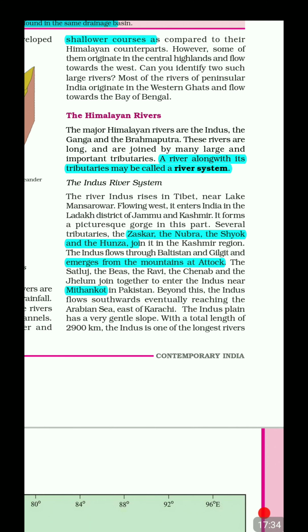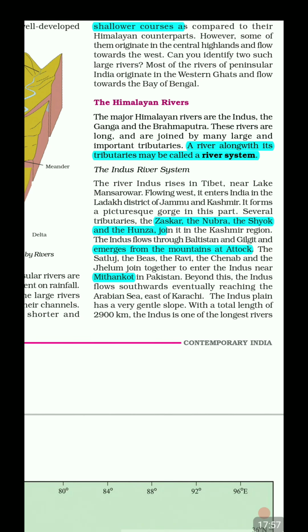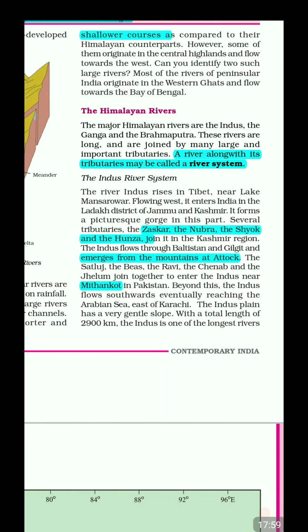So Attock is a plain currently in Pakistan. It is normally said that from Attock to Cuttack, India was there once upon a time, right? And it should have been the original India anyhow. The Satluj, Beas, Ravi, Chenab and Jhelum join together to the Indus near Mithankot in Pakistan. Panjnad, right? We discussed it's known as Panjnad. Beyond this, the Indus flows southward, eventually reaching the Arabian Sea east of Karachi.